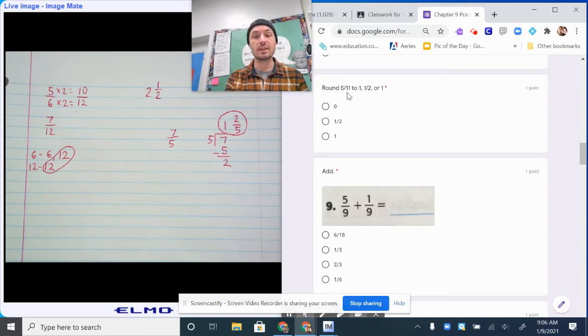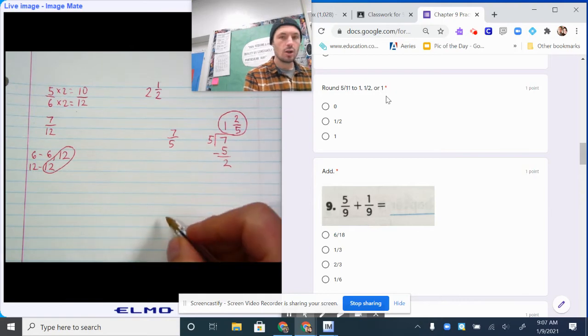Round 5/11 to 0, 1/2, or 1. It says 1, 1/2, or 1, so that's supposed to be a 0 there. I'll fix that before you actually take this, so when you open it up, you'll see a 0 right there. Would 5/11 round to 0, 1/2, or 1?